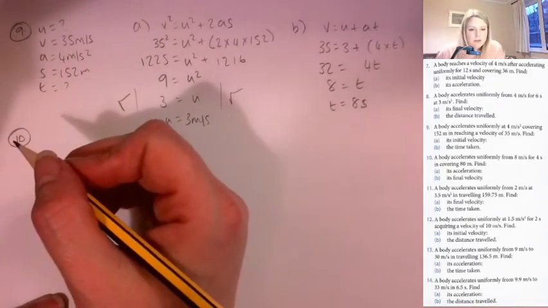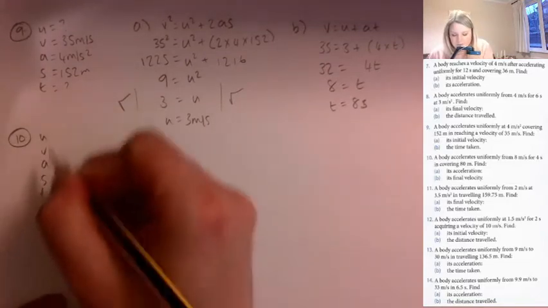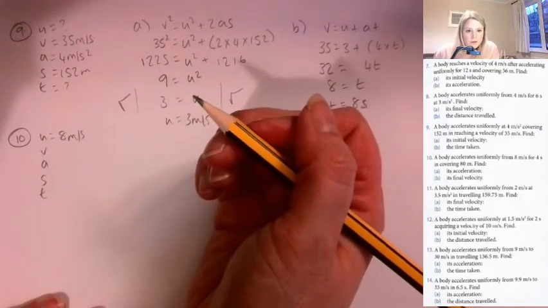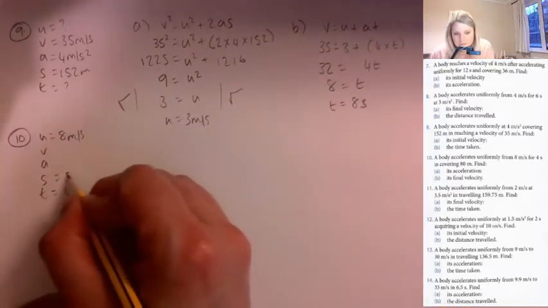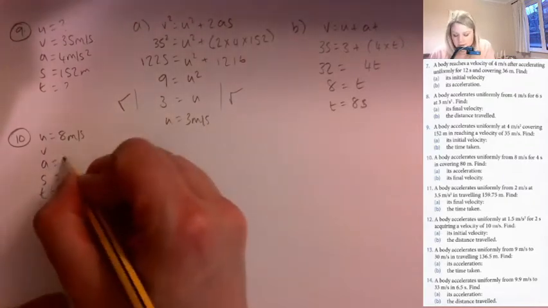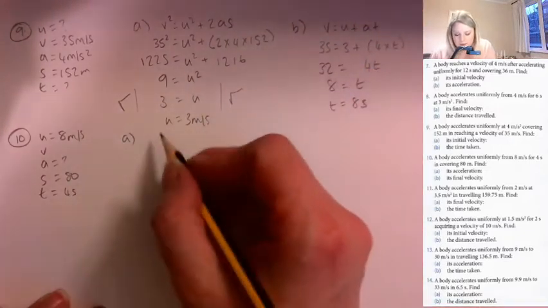Okay, 10. Let's see, a body accelerates uniformly from 8. So u is 8 meters per second, for 4 seconds, time is 4, covering 80 meters. Find its acceleration for part A. So I'm looking for something that links u, a, s, and t. S equals ut plus a half at squared.